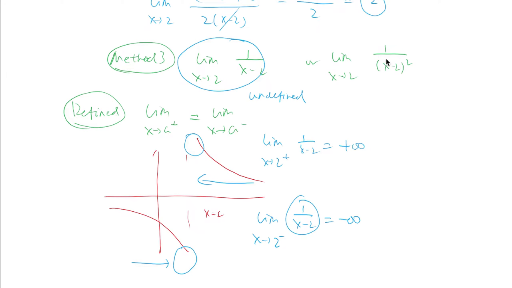However, the other one, 1 on x minus 2 squared, is a truncus we learned before. The asymptote is again x equals 2. However, both sides approach positive infinity. So you can see the limit approaching from the left equals the limit approaching from the right, and they are both positive infinity. So this one is defined. That's just positive infinity.